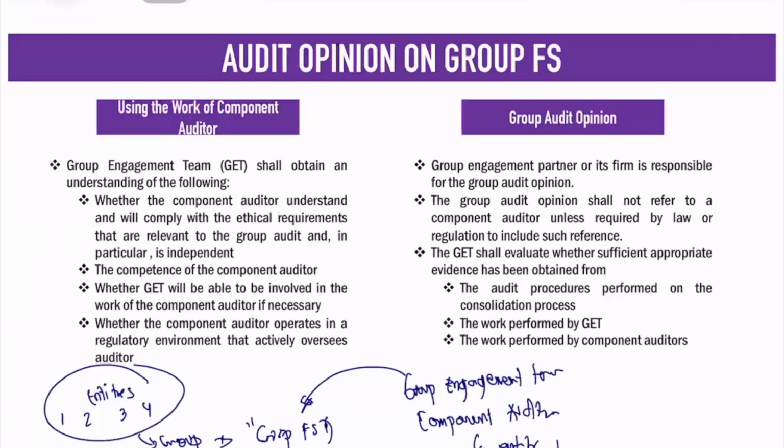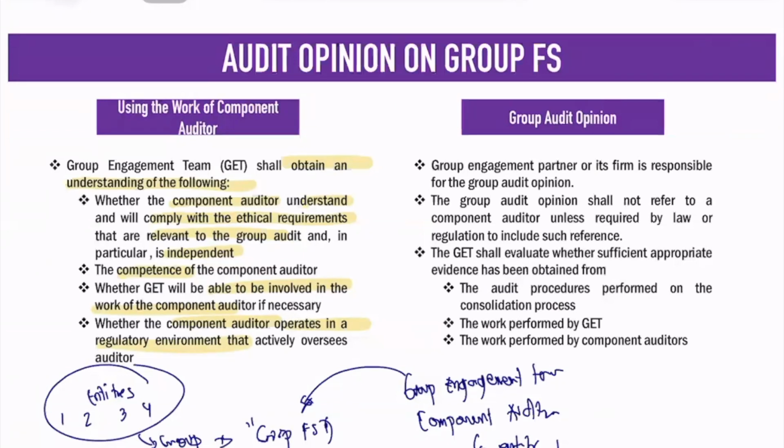So how will we use the work of the component auditor? In using the work of a component auditor, the group engagement team must obtain an understanding over whether the component auditor understands and complies with the requirements relevant to the group audit and is considered independent. Whether also the component auditor is competent. Also, whether the group engagement team will be able to be involved in the work of the component auditor, and whether the component auditor operates in a regulatory environment.